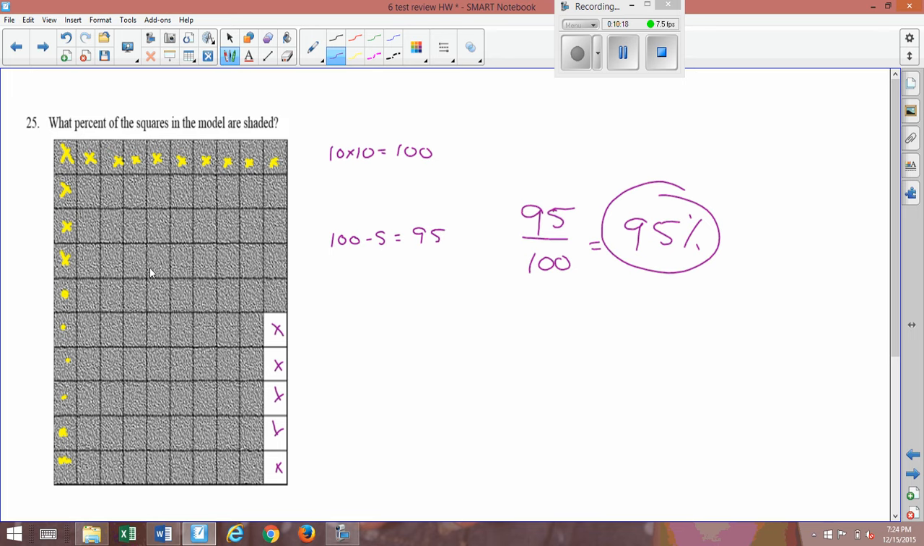What percent of the squares in the model are shaded? I counted them out. It's a 10 by 10, so it's 100. And then I counted 1, 2, 3, 4, 5 are not shaded, so I got 95 out of 100 are shaded, so it's 95%.